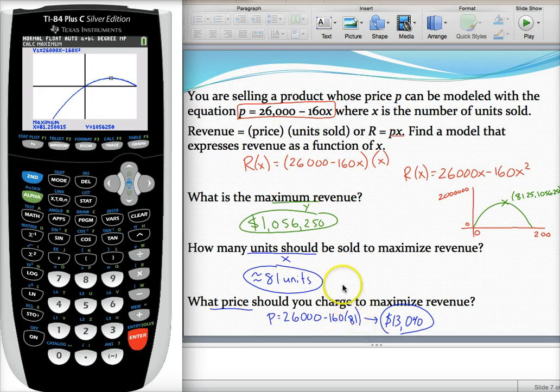Well, we just discovered 81 units is the number of units we should sell to maximize our revenue. So 26,000 minus 160 times 81, just typing that into your calculator, gets me a price point of $13,040. So I don't know what it is I'm selling, but I guess it's expensive. So there's the price I should charge. That will get me 81 sales, which will maximize my revenue and get me a little bit over $1 million. So again, make sure you're answering the question they're asking, and be careful with setting up that window.